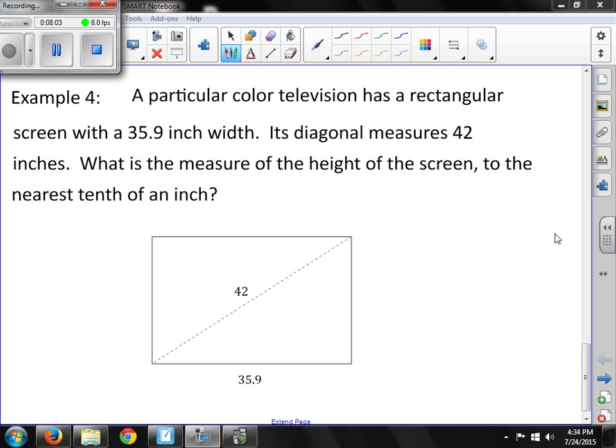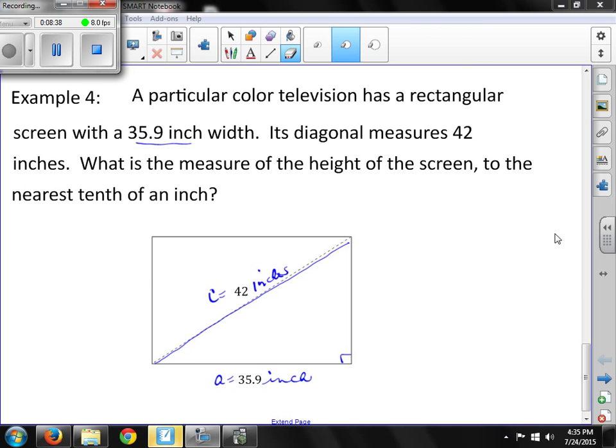Our last problem is about a color television that has a rectangular screen with a 35.9-inch width. Its diagonal measures 42 inches. What is the measure of the height of the screen? So this is what we're looking for. Now the diagonal is the hypotenuse. It's across from the right angle. So I'll say that C is 42 and that A is 35.9, and we'll be looking for B.